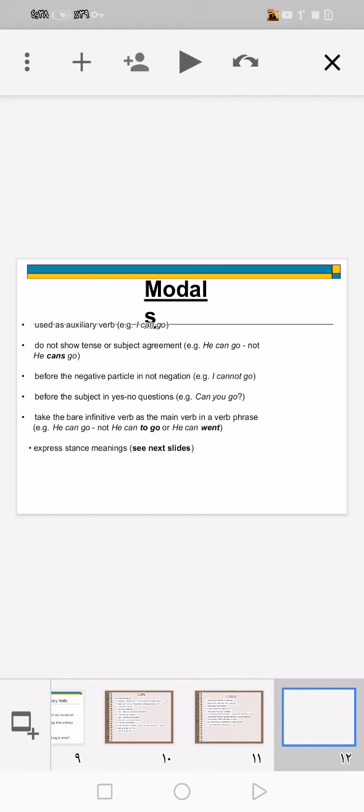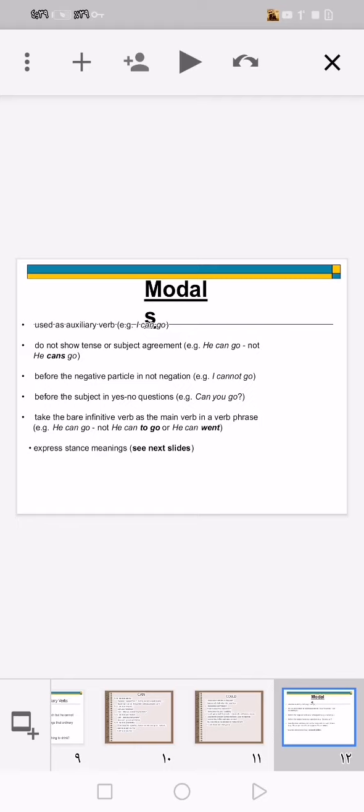It says that in yes/no questions, which are interrogative sentences, we can put can before the subject: Can you go? In negative sentences, what happens? Add not: I cannot go. Take the modal verb as the main verb in the verb phrase. For example, he can go. Of course I can't say he can't go. This is incorrect.